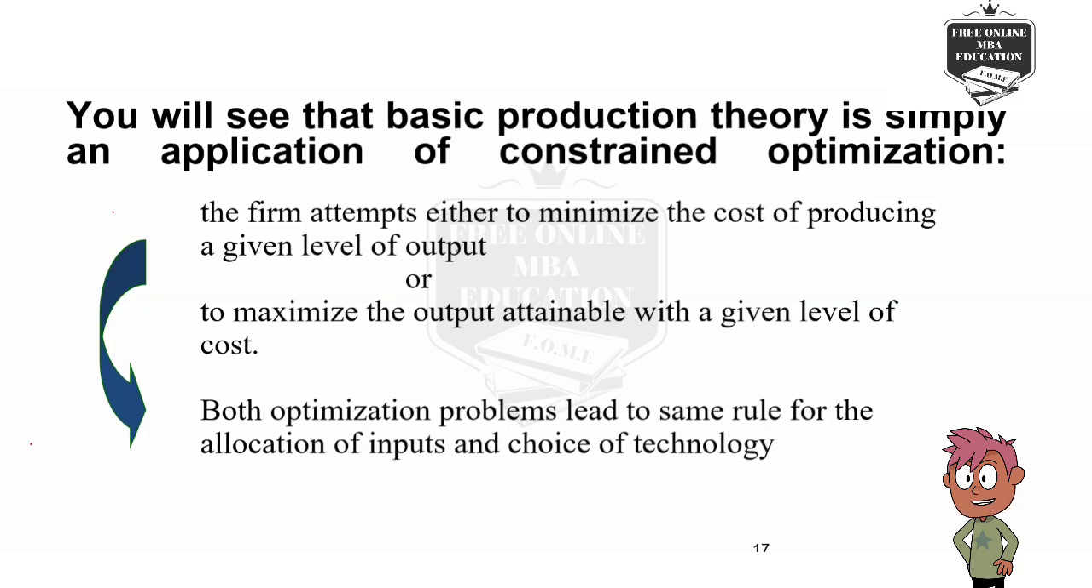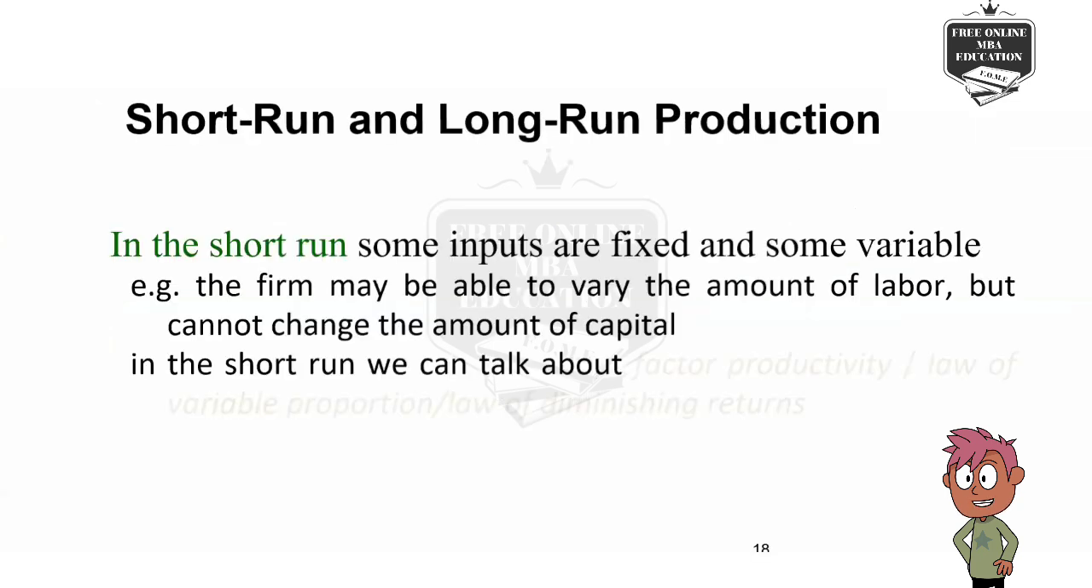Okay, it is not easy for businesses to take a decision on this overnight. It's a long thought process, very strategic in nature, and there are multiple factors that work around to take this decision. Now, in the short run and the long run, just understand when we differentiate. In the short run, some inputs are fixed and some are variable. Example, the firm may be able to vary the input of labor but cannot change the amount of capital.